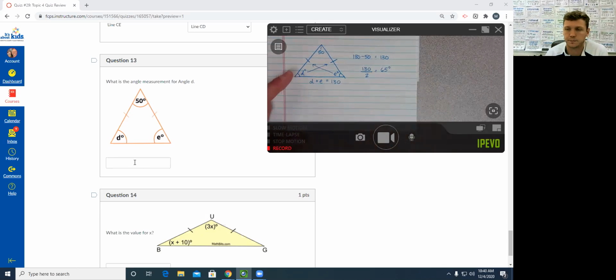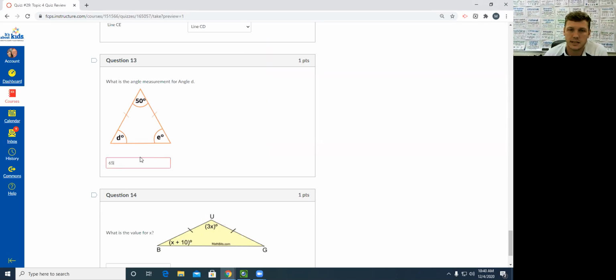130 divided by 2 is 65. So if we type that into the box, 65 is angle D, right? If it asks for angle E, it would be the same thing. It'd be 65.